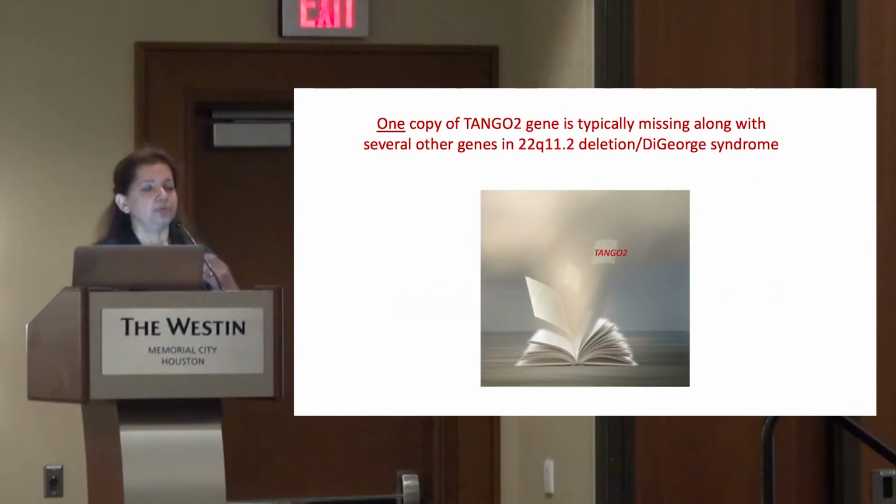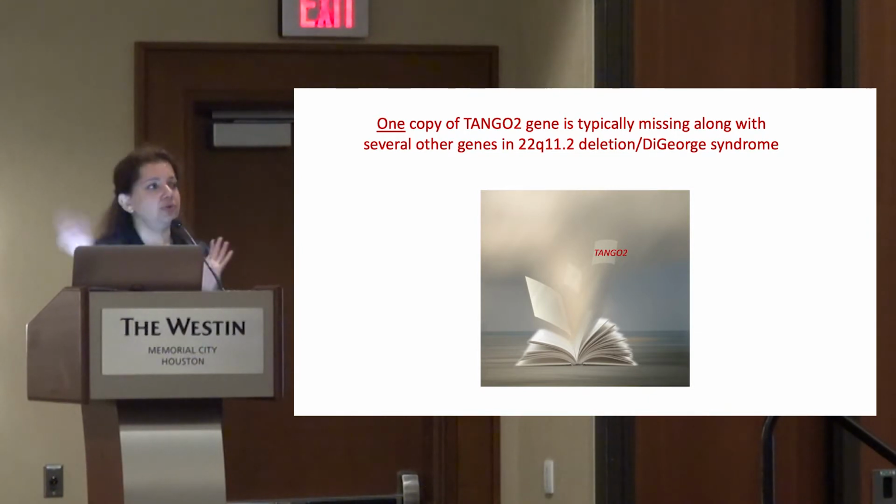In DiGeorge, we know that it's a deletion. It's a missing piece on chromosome 22, also on 22. In that deletion syndrome, a number of genes are gone, about 40 some genes are missing. The main gene in DiGeorge is TBX1, but TANGO2 is not too far from it. So those children actually have just deletion of TANGO2 along with all the other genes.